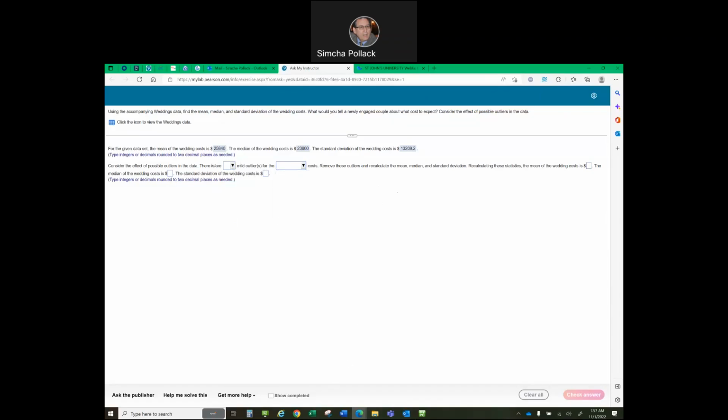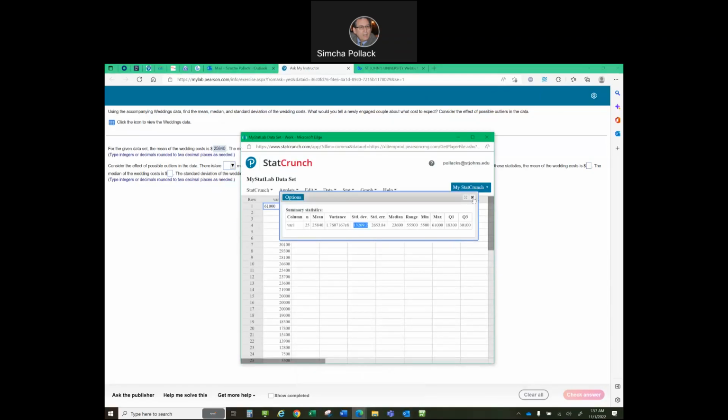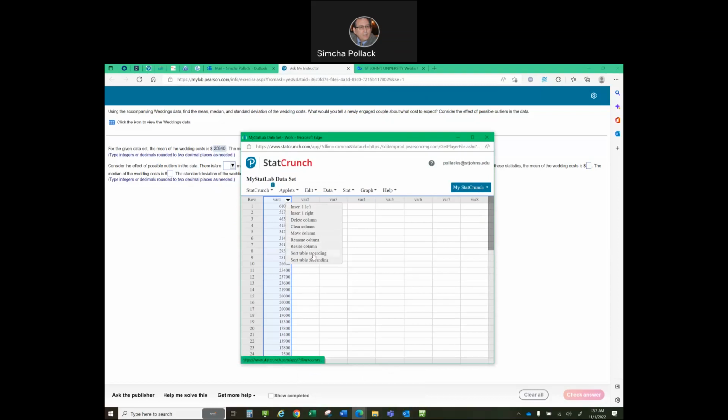Look at the numbers. This is our numbers. Get rid of this. And the only way to really see outliers is to sort it. So you can click on that, sort table ascending. So it seems to be 55, 75, then it doubles almost to 12,000. Those would be outliers. Then it goes up pretty much as expected, and then jumps. I don't know if there's an outlier or not.